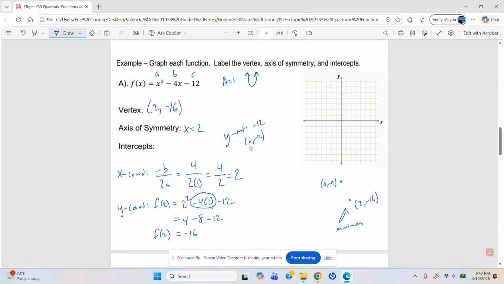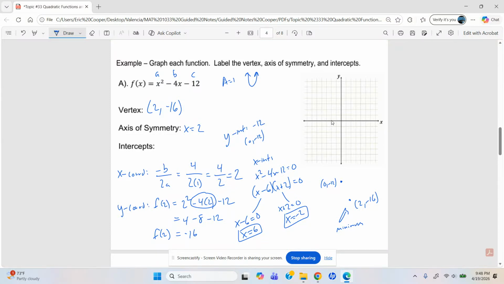For the x-intercepts, we'll take the entire function and we'll set it equal to 0. So x squared minus 4x minus 12 equals 0. And we'll see if we can solve this. In this case, this is factorable. Can we find something that multiplies to negative 12 and adds to negative 4? It would be negative 6 and positive 2. We take each one of these and set them equal to 0. And we find our x-intercepts to be at 6 and negative 2.